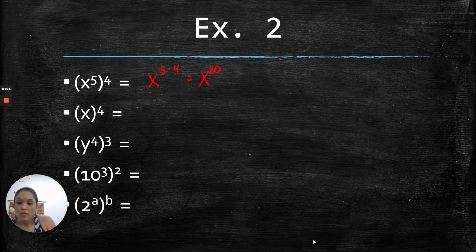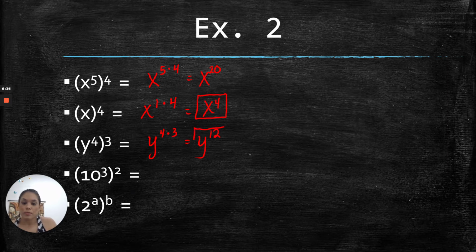Now here I have x in parentheses and 4 raised to the 4th power. So I don't have a number inside. That means x to the 1st power times 4, which equals x to the 4th power. Okay, now y to the 4th power raised to the 3rd. This is going to be y, 4 times 3, which is y to the 12th power.